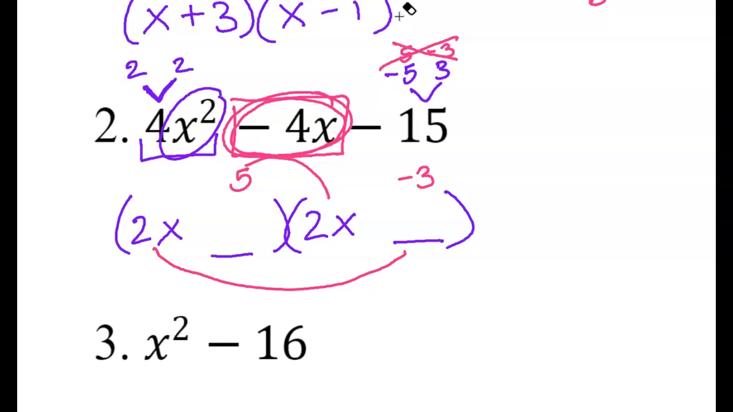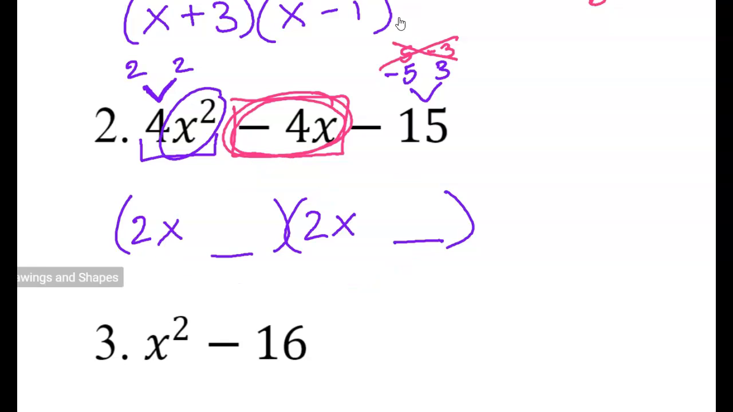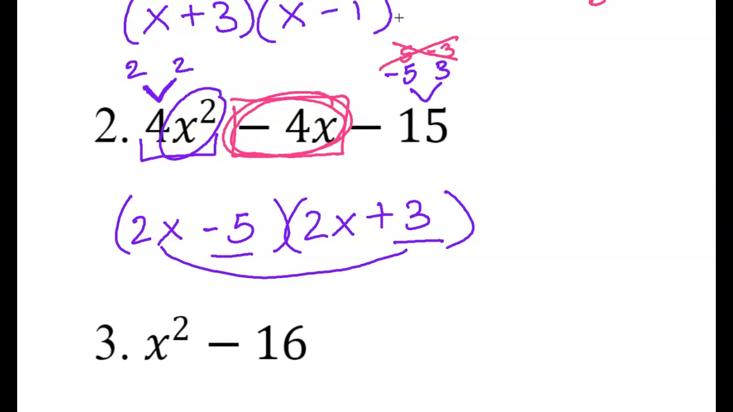Instead, let me try negative 5 and positive 3. So let's check. 2x times 3 is 6x. Negative 5 times 2x is negative 10x. Negative 10x plus 6x gives us negative 4x. Is that what we wanted? Yes. So this is our answer.